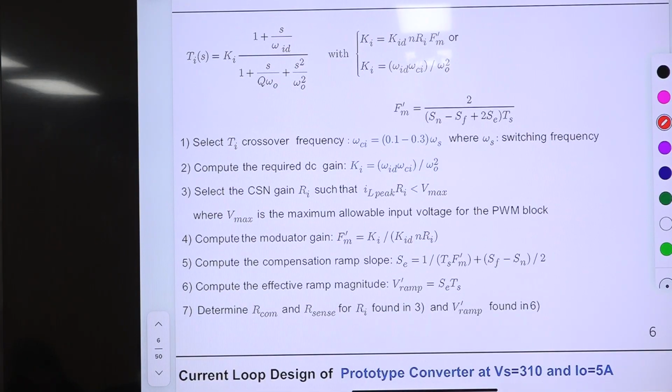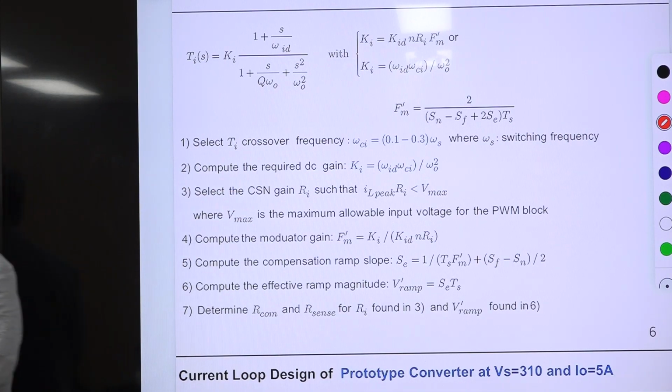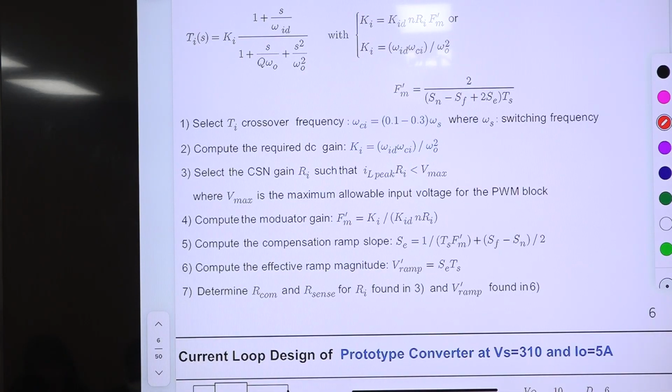Okay. So we have the basic equations to design the current loop of this converter. So this is the expression of Ti. Ki is this one. This was equation number 1. So okay, this was the green one. No, green one. Dark green color.